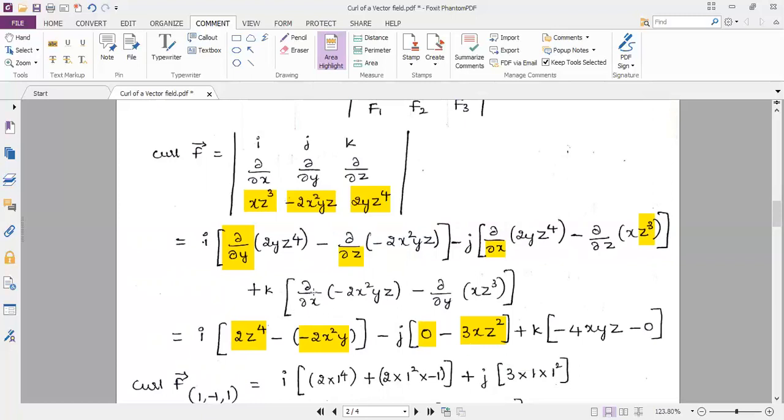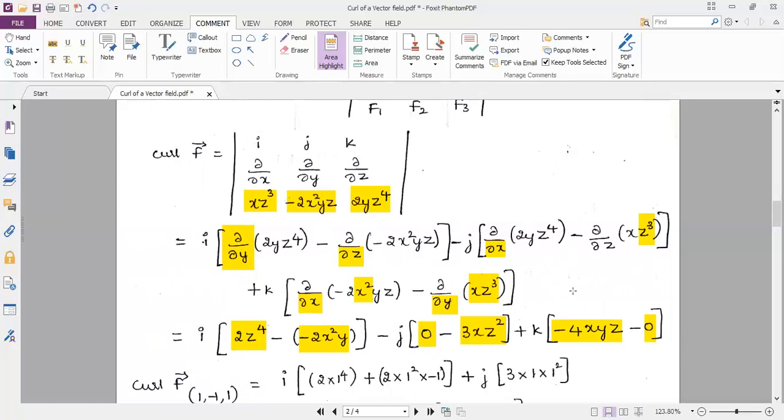Last term, partial differentiation with respect to x, minus 2yz is a constant. Differentiation of x square is 2x. So 2 into 2, we obtain minus 4xyz. Partial differentiation with respect to y of xz cube. xz cube is a constant when we differentiate partially with respect to y. So differentiation goes to 0.